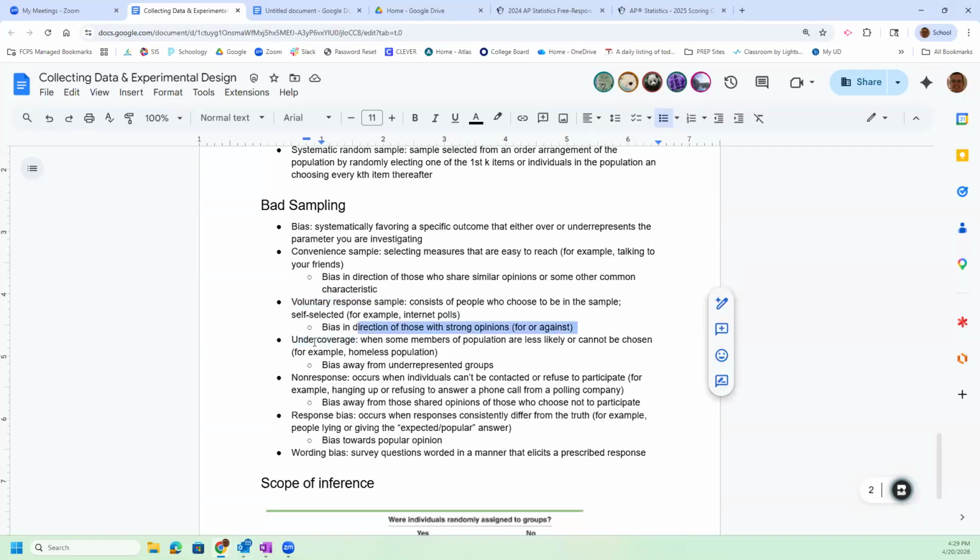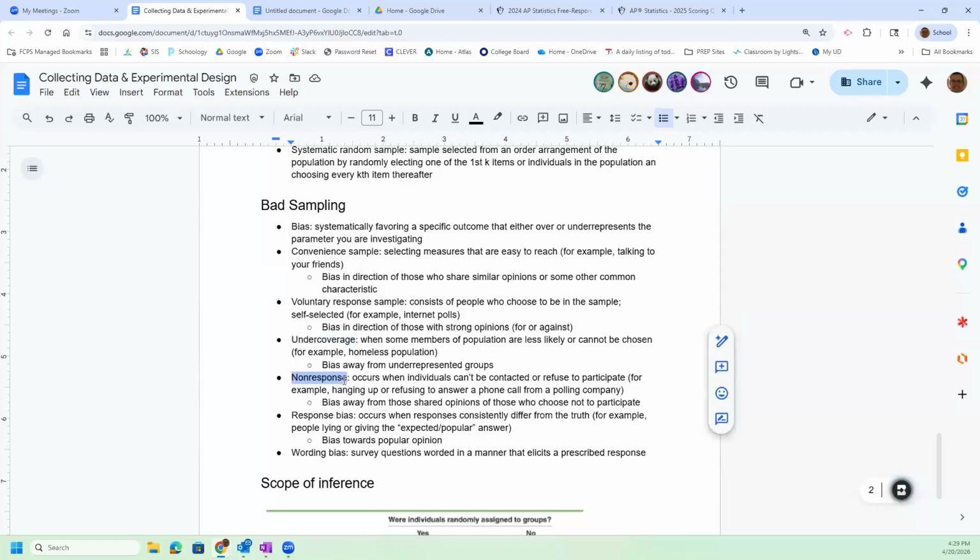Undercoverage is another type of bias. The easiest example I can give you for undercoverage is homeless people. If I'm doing a study, homeless people are almost always undercovered, because how do you get a hold of a homeless person? They have no address. They typically have no phone number. They don't have a mailbox. How are they going to get in my survey? So that's undercoverage.